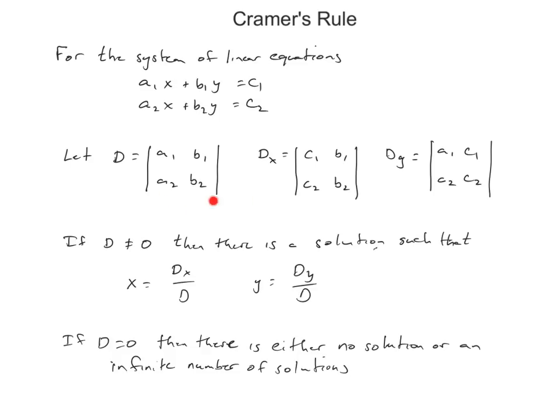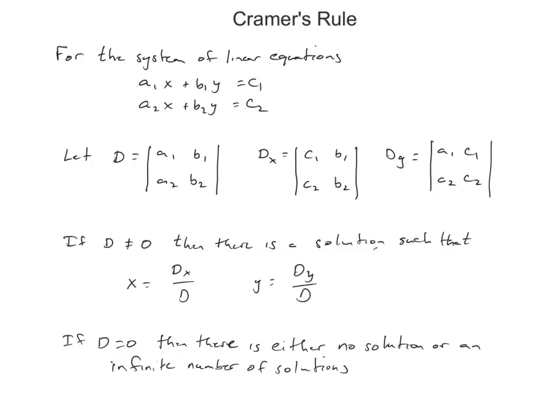So as long as this thing right here, as long as D does not equal 0, then I know there's a solution. And that solution, x is going to be D sub x over D, and y is going to be D sub y over D. As long as D does not equal 0.